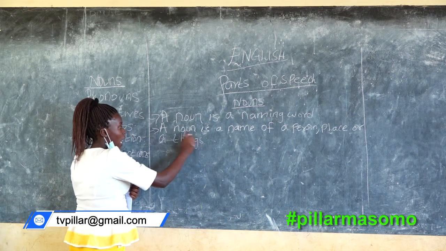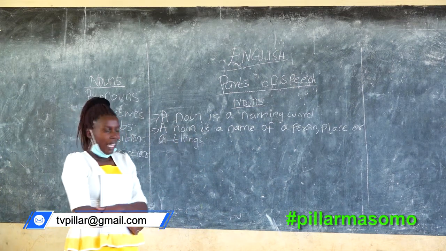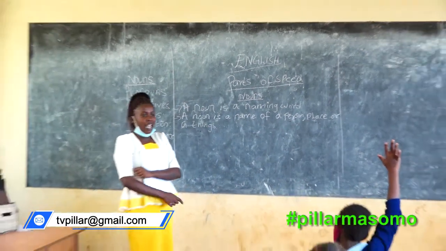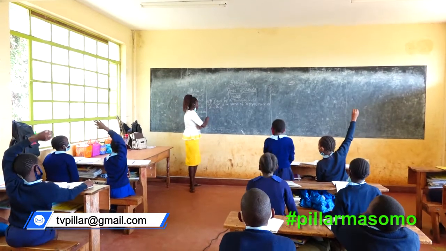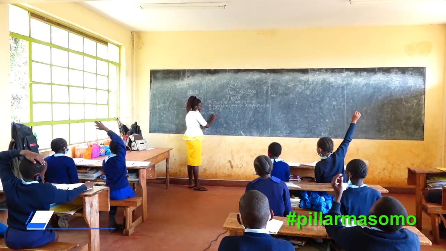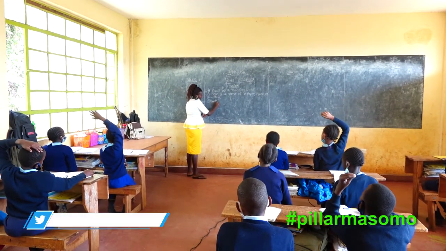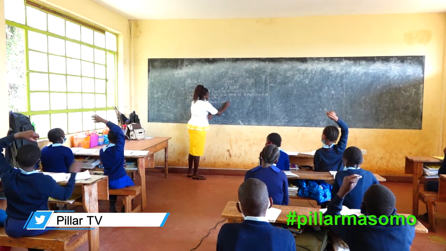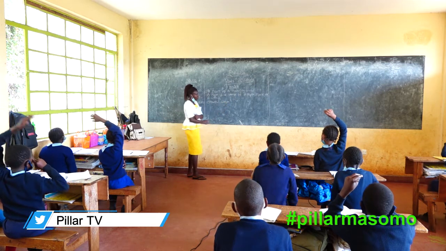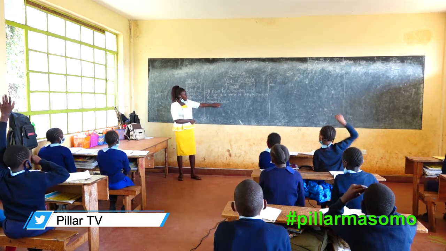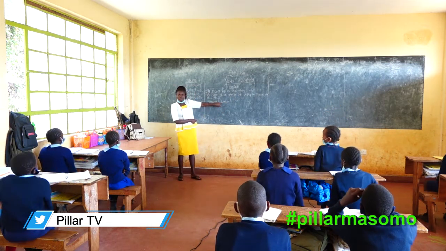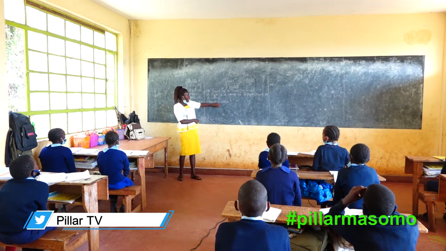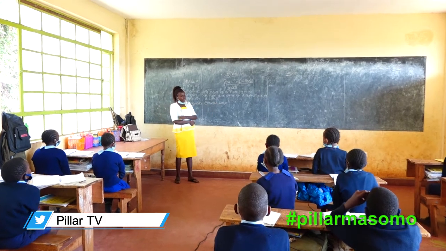Examples of nouns are examples of a person, place, or a thing. Examples: Rita. Wanja. Wanja is a person. And with nouns, at the beginning, we start with a capital letter. We start with a capital letter, in nouns, at the beginning of a person's name, okay?